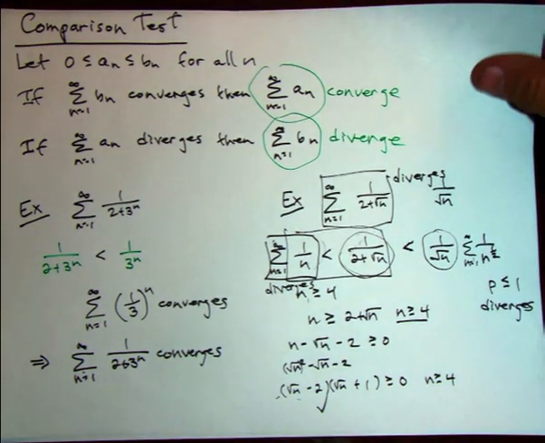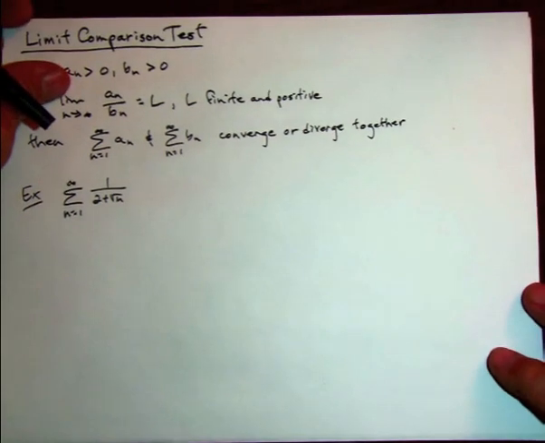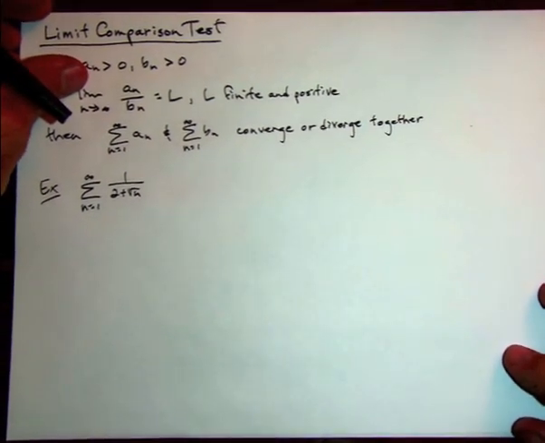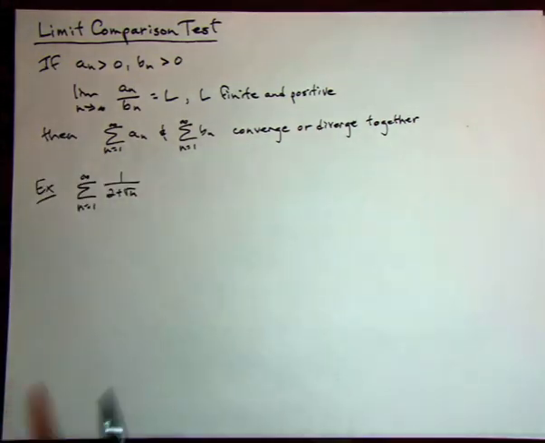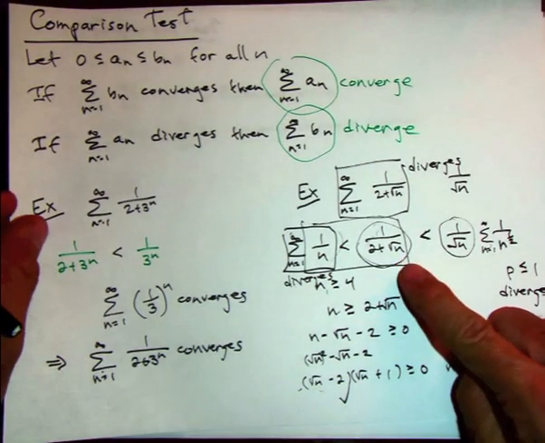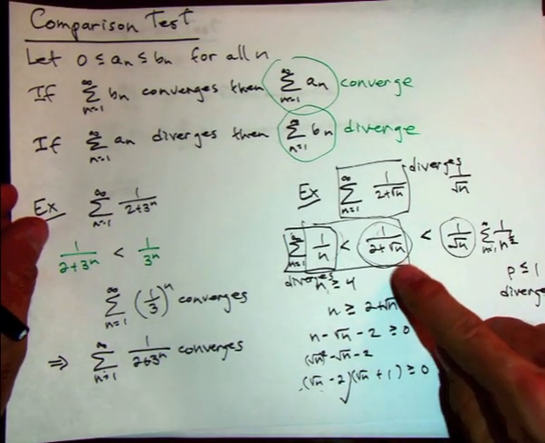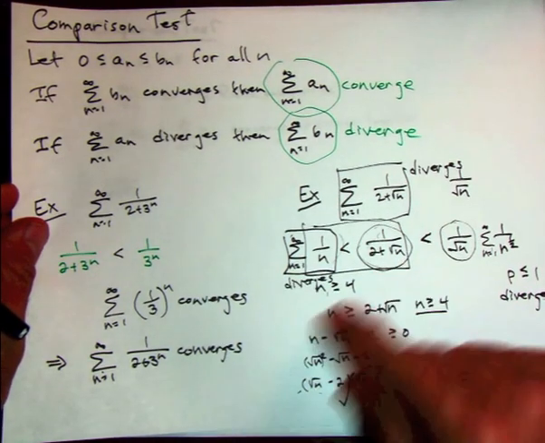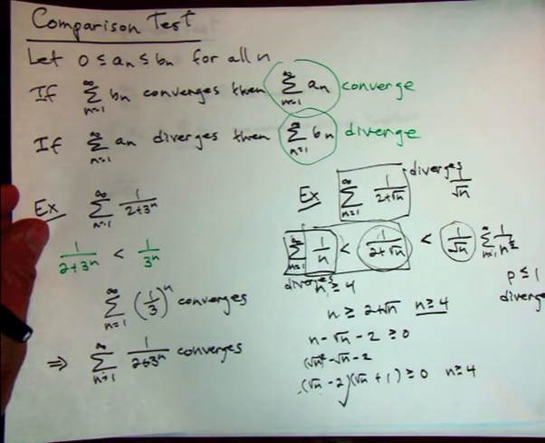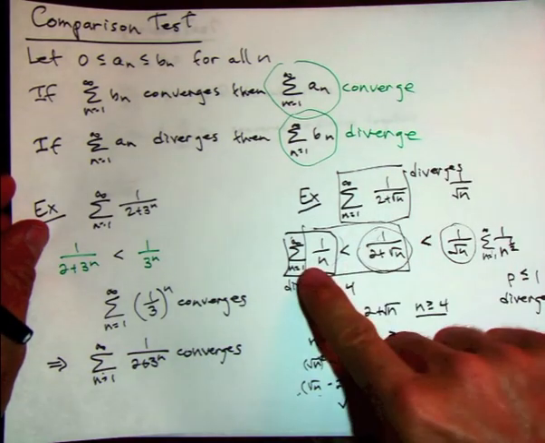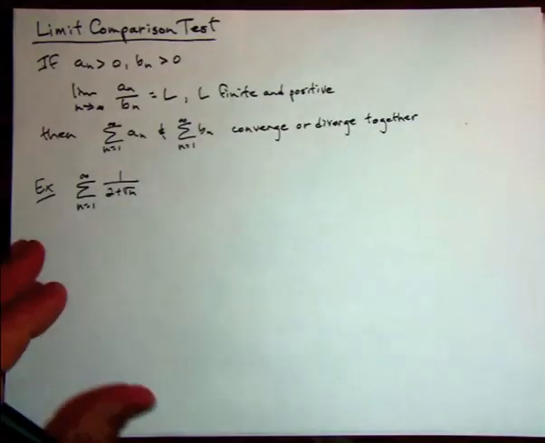Okay, so that's the comparison test, but sometimes direct comparison doesn't work. This was a case where we had quite a bit of work to do. There's other cases where it's harder than this to try to find a comparison series, or it's not possible to find a comparison series, at least not for direct comparison. So we have another one called the limit comparison test.